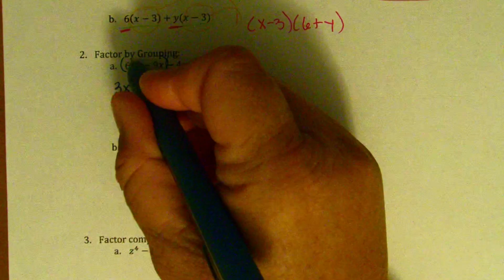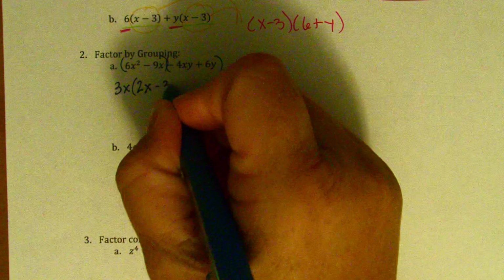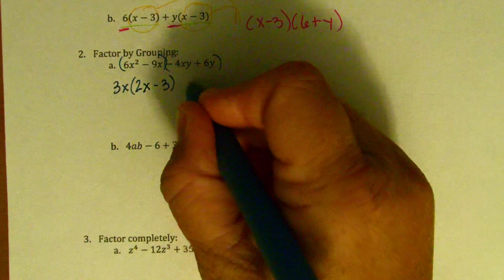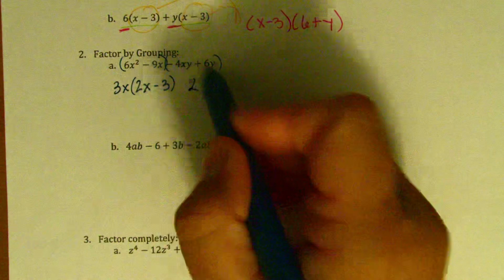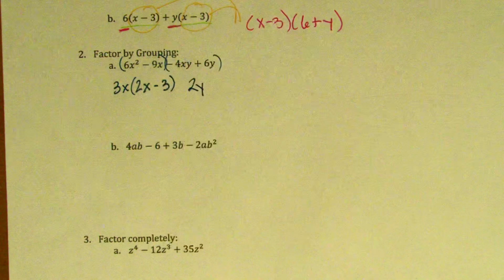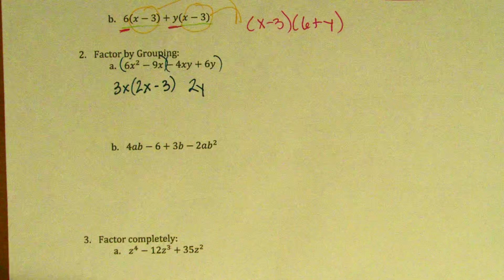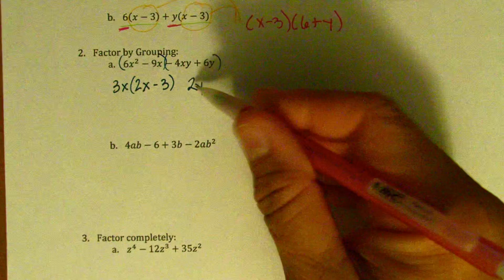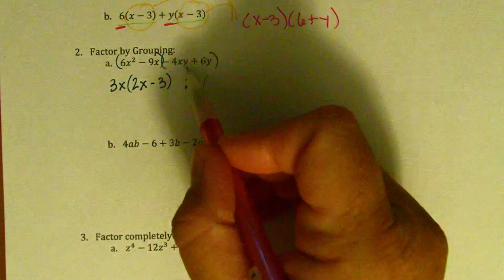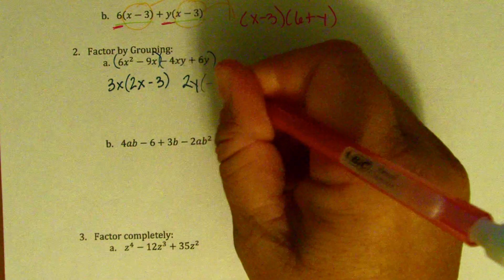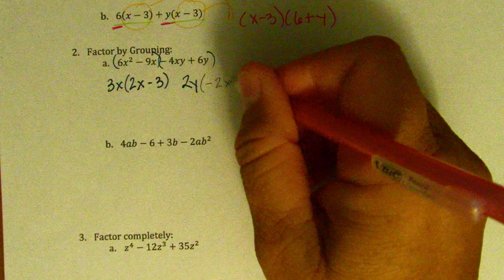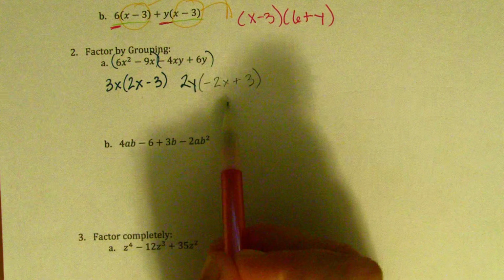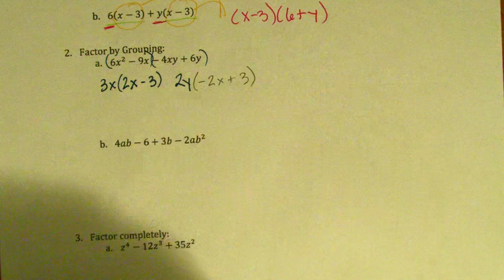and what's left is 2x minus 3. In this next part, 4 and 6 have a common factor of 2, and both terms have a y, so I can pull a y out. Now, if I just left it like that, and let me do this in pencil here so I can erase it. If I just left it as positive 2y, then what I'd have left with here would be negative 2x plus 3. And that almost looks like this, but the signs are off. It should be a positive 2 and a negative 3.